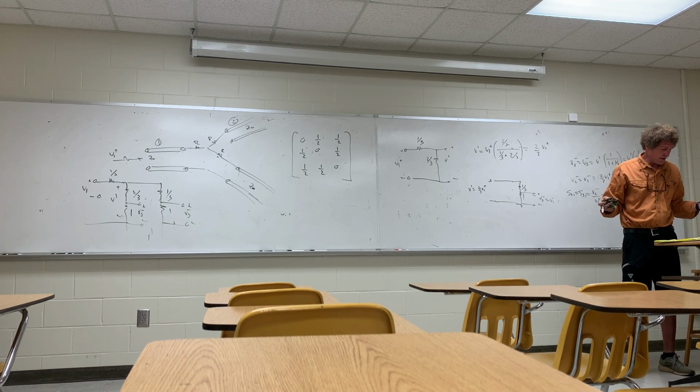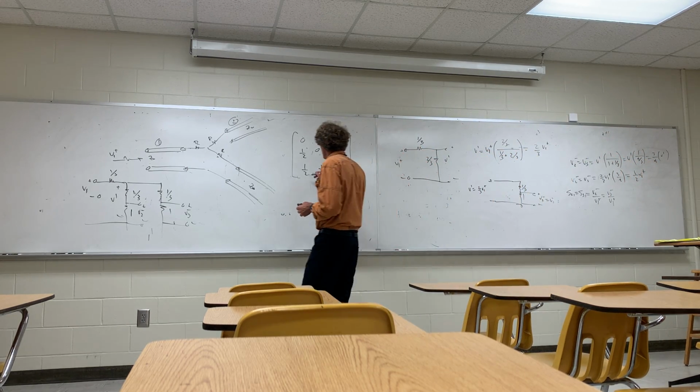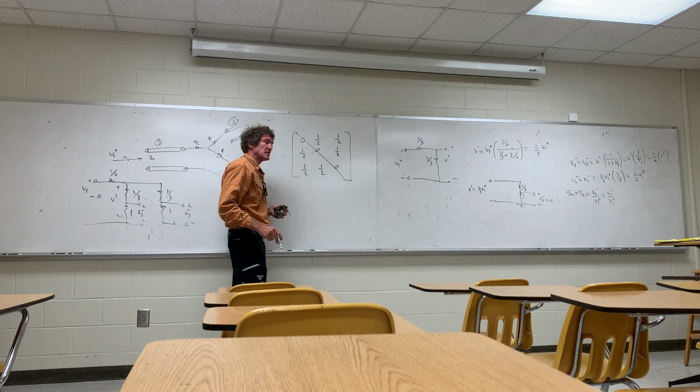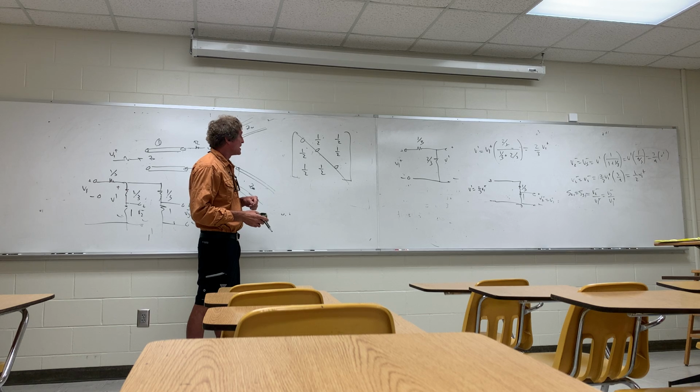Everything else is 1/2 except the diagonal terms, and those are 0. The reason is the symmetry of the matrix. There's no reflection, so all the diagonals are 0: 1,1, and 2,2, and 3,3 are 0. Everything else has a value of 1/2. Now that was just a splitter, a simple splitter, okay?